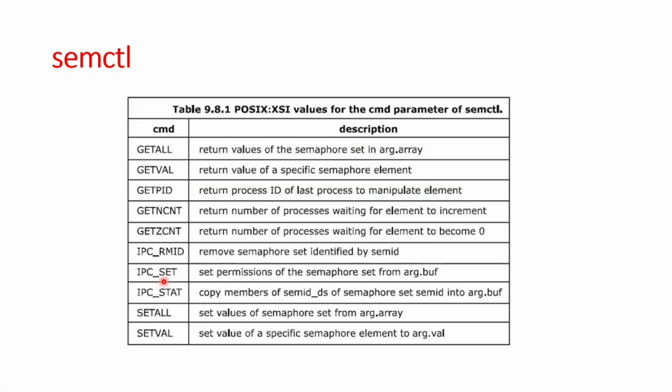Yeah, so we should know the difference between the two. SETALL sets the value for all the semaphores belonging to the set, and SETVAL sets the value of a specific semaphore element present in the set. Okay, so these are the various operations that I can perform on the semaphores by using the semctl function.